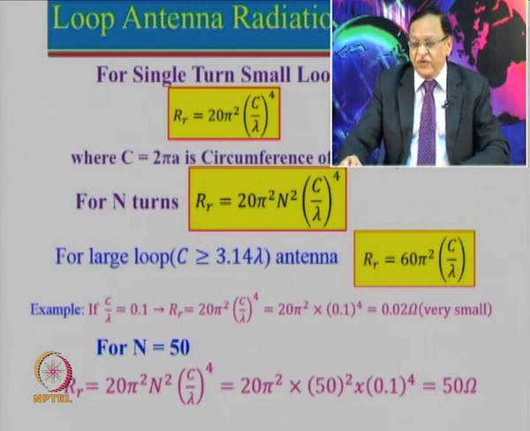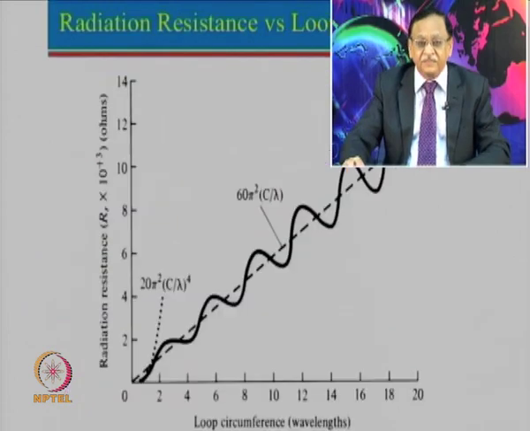But here now if we take n equal to 50, this has to be multiplied by 50 and 50. So 50 multiplied by 0.02 will be 1, another 50 will give us 50 ohm. So you can actually see that if I take C by lambda equal to 0.1 and use 50 turns, we can get a good matching with the 50 ohm coaxial feed. So that is a very simple way to design an antenna.